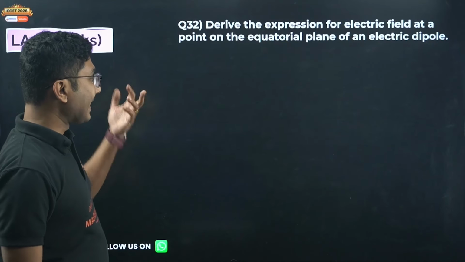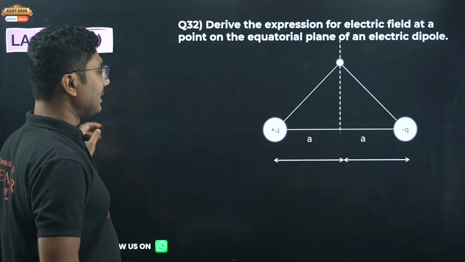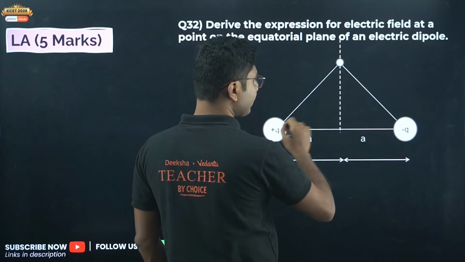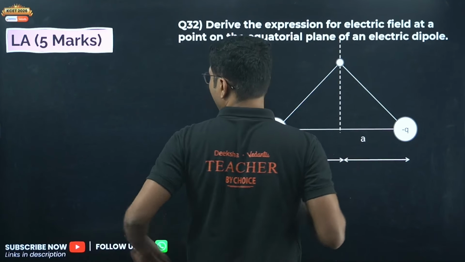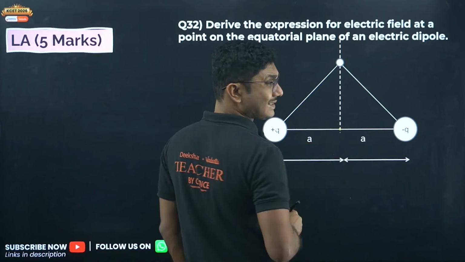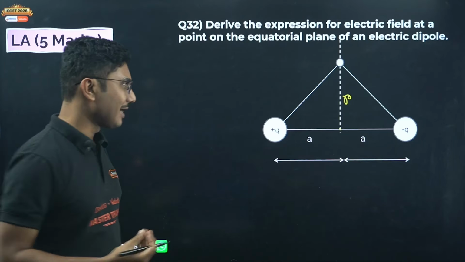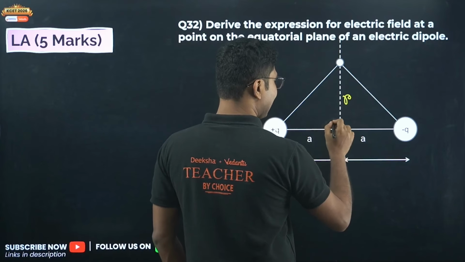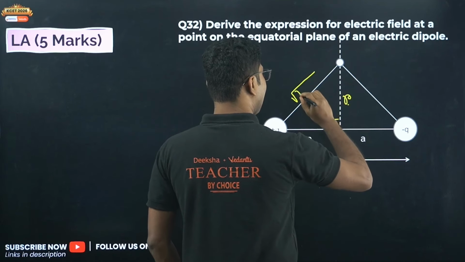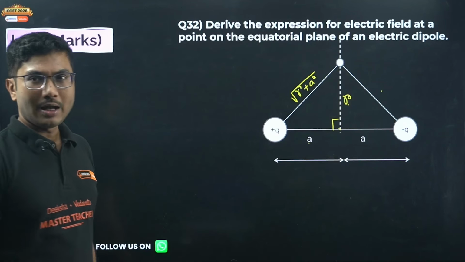Now let's do the next derivation: derive the expression for electric field at a point on the equatorial plane of an electric dipole. Again, a diagram is necessary. Here, as you can see, this is the dipole, this is positive, this is negative. Now in this case, the distance is always measured from the center of the dipole. So in this case, this distance is small r. So let's slightly change. Okay, and this angle is 90 degrees. That means this is a, this is r. So this distance must be equal to the square root of r square plus a square, by Pythagoras theorem. Similarly, this will also have the same value.